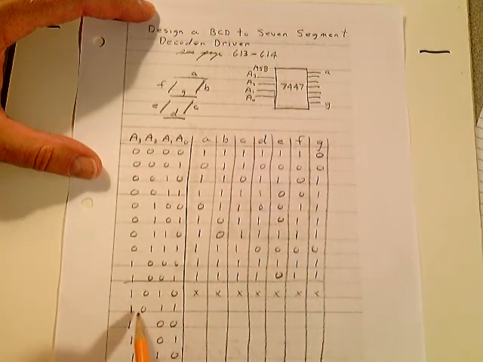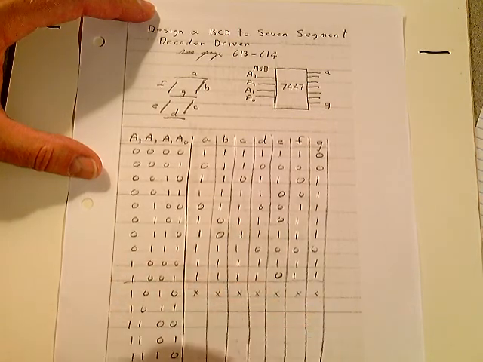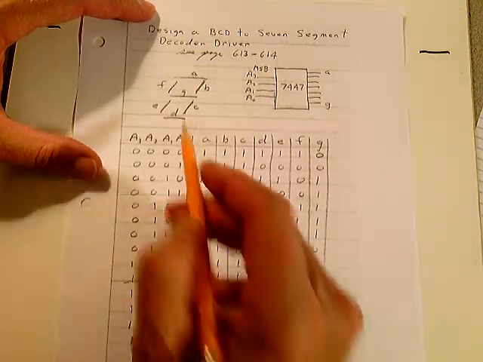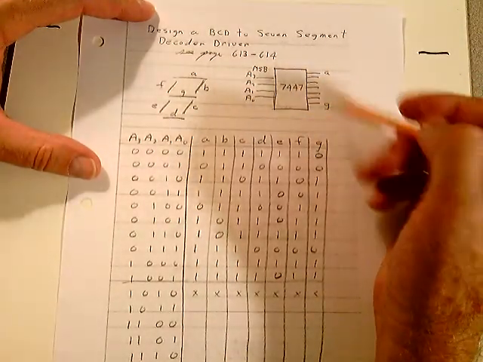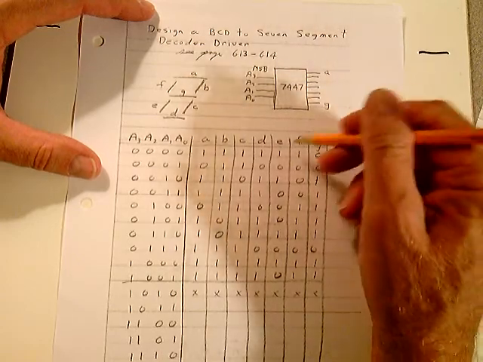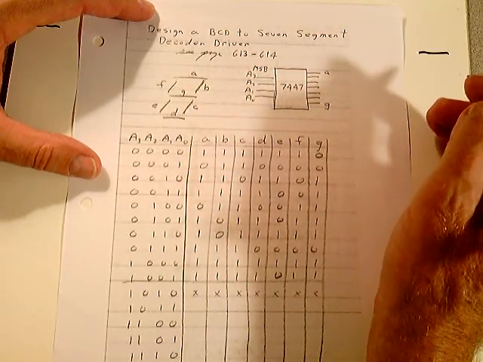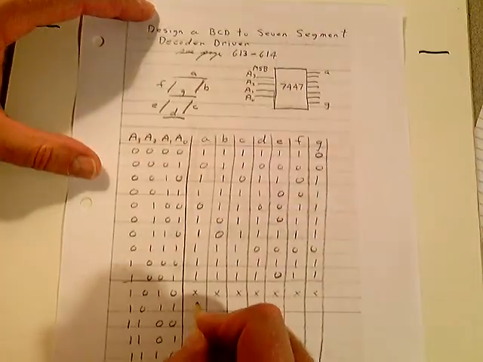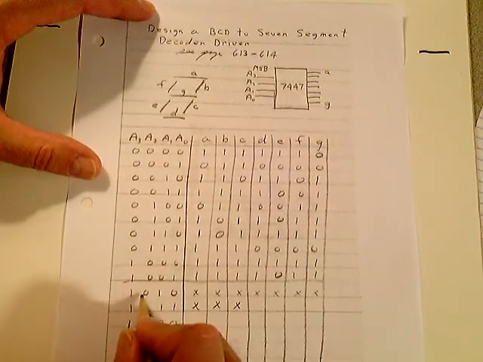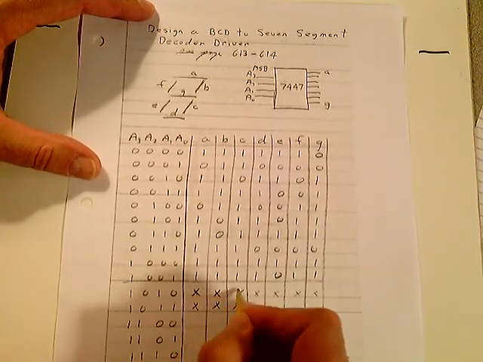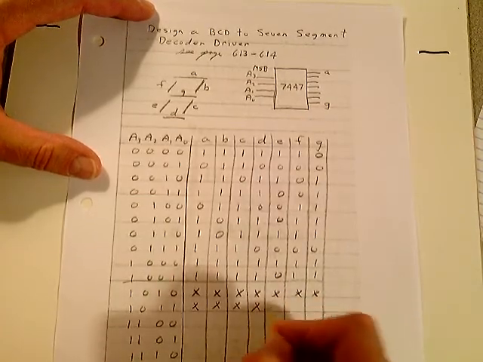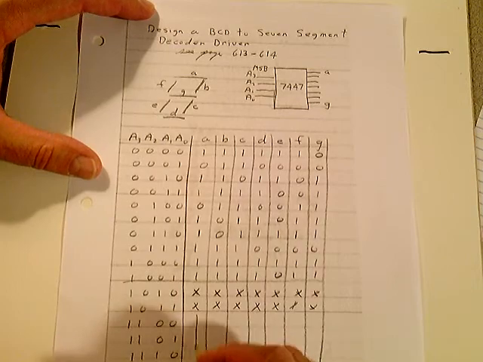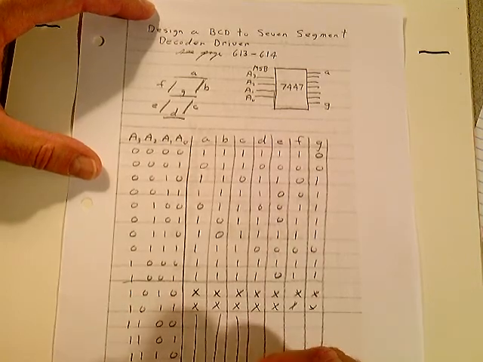There's no 10. There's no 11, there's no 12, 13, 14, and 15, because there's no valid BCD codes for that. You'd have to go to 2 segments. You'd have to put another 7447 down here, and it would drive another 7-segment display. So these are all don't cares, from 10, 11, the whole way down. They're all don't care conditions.